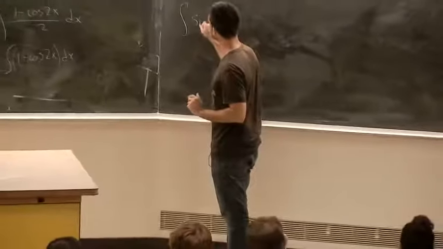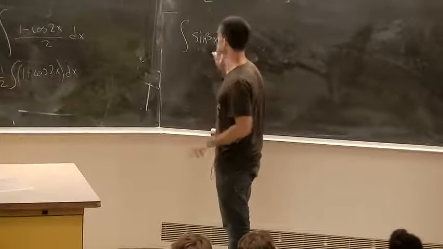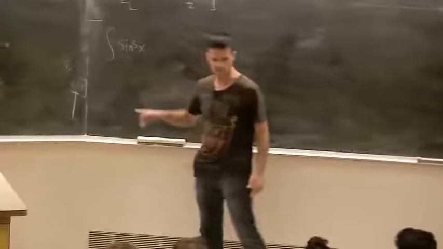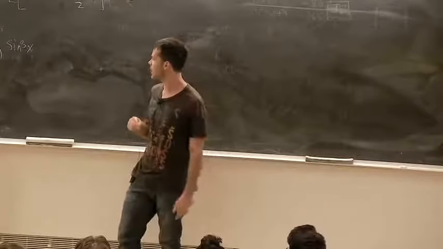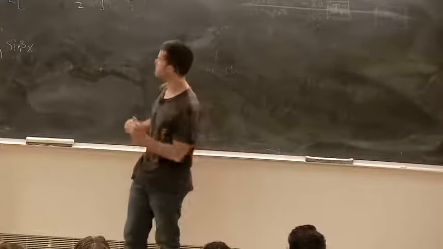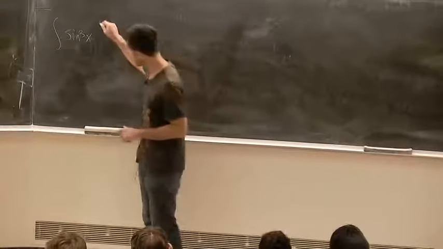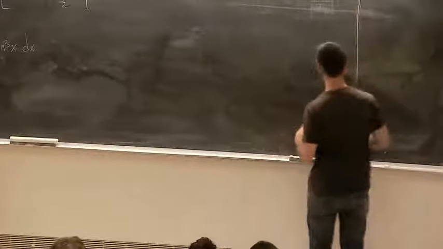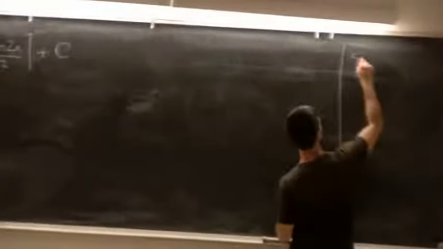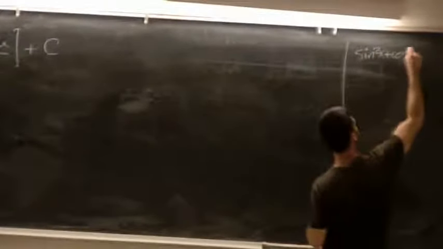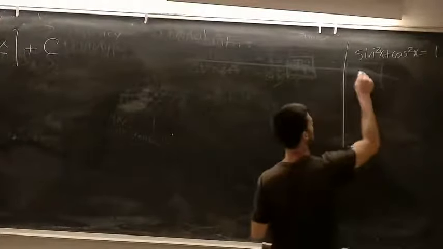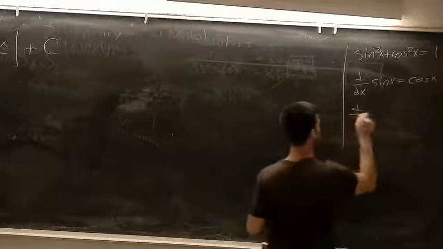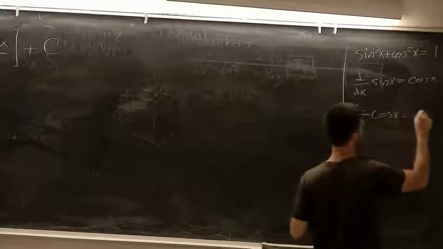How about sine cubed? This is totally new. We have not attempted to deal with something like this in this class. So I now get to show you guys a new trick. And here's the trick. We're going to need the fact that sine squared x plus cosine squared x is 1, and that d/dx of sine x is cos x, and d/dx of cos x is negative sine x.